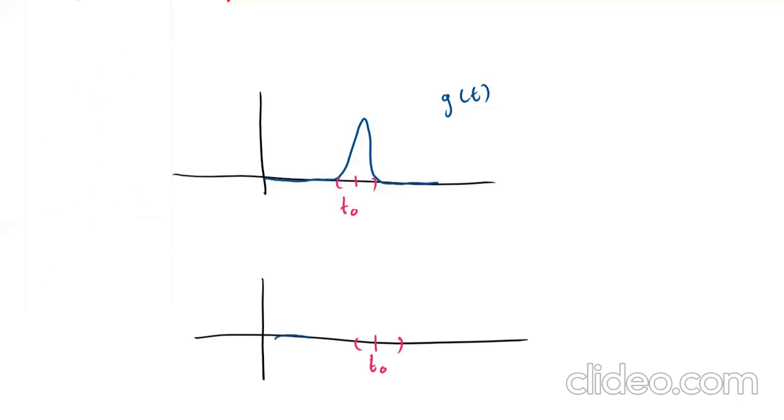So it's 0, and when it reaches here, it jumps up to whatever force we're plugging in as a constant, and then it goes back down. It could look something like that in the case that your g of t is not continuous. And again, it doesn't have to be.